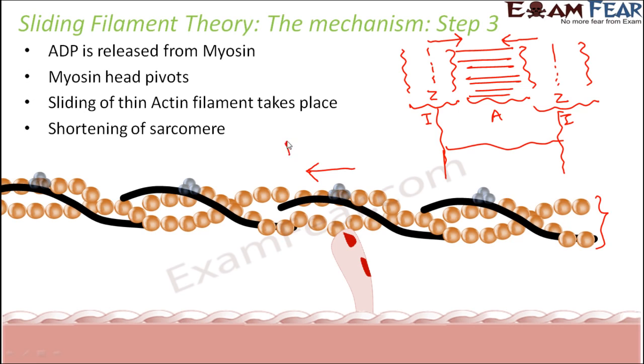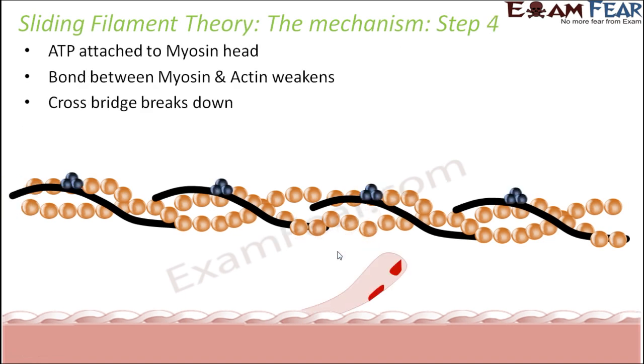Now this step is known as the power stroke. Why is it called power stroke? Because this is the main step where the sliding occurs. And this sliding occurs due to the release of ADP. This is called the power stroke because the myosin head gives a stroke, because of which the contraction of the sarcomere takes place. Now let us look at the next step, that is step 4.